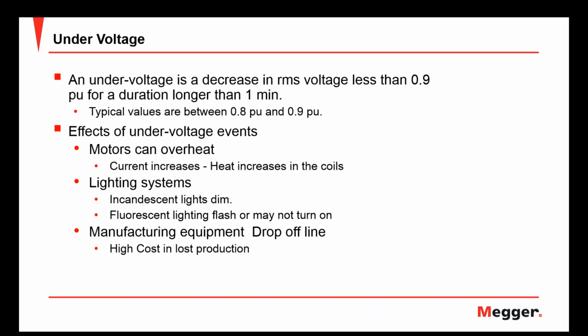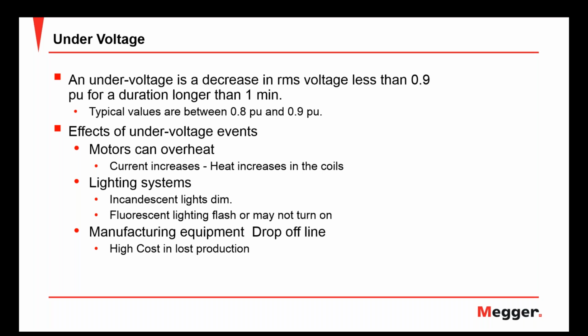So, undervoltages. An undervoltage is a decrease in the RMS voltage that is less than 0.9 per unit, or 90% of the nominal, for a duration that is longer than 1 minute. So what does this do?